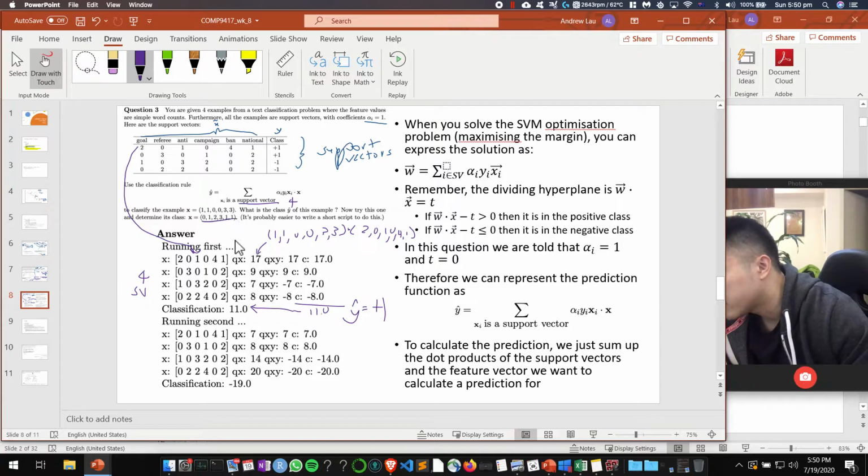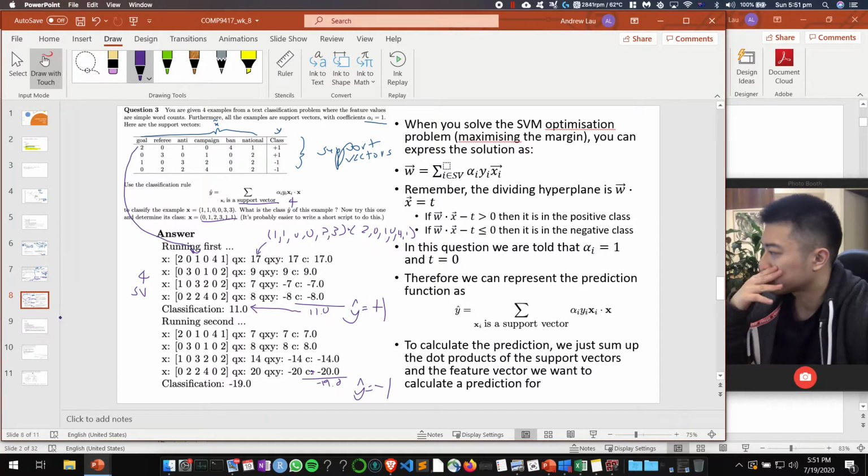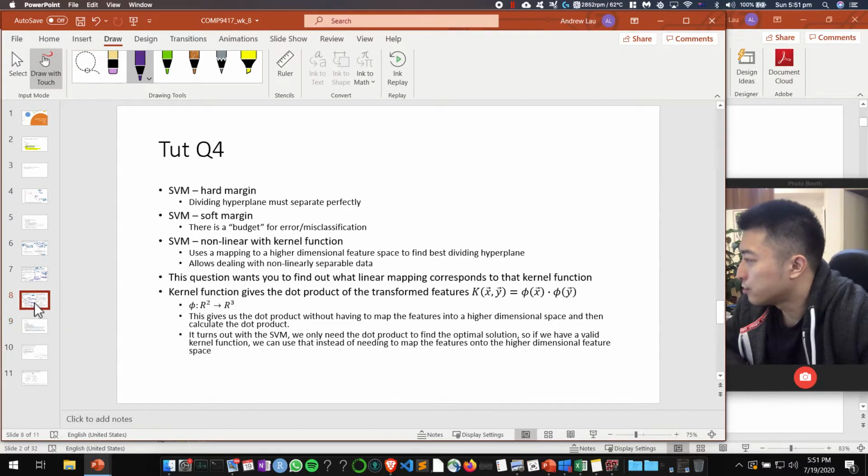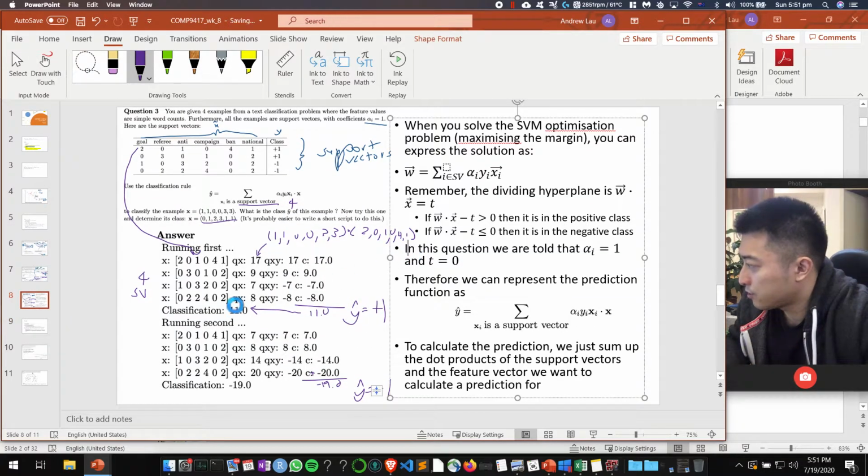Now we do the same thing on the second guy here. So we take the dot product of the support vector, say the first one 2, 0, 1, 0, 4, 1, and 1, 0, 1, 2, 3, 1, 1. Okay, multiply it by 1, multiply it by 1 again, and you rinse and repeat. You add them all up, and you get negative 19. So you say it's equal to negative 1. Cool. So that's question 3.